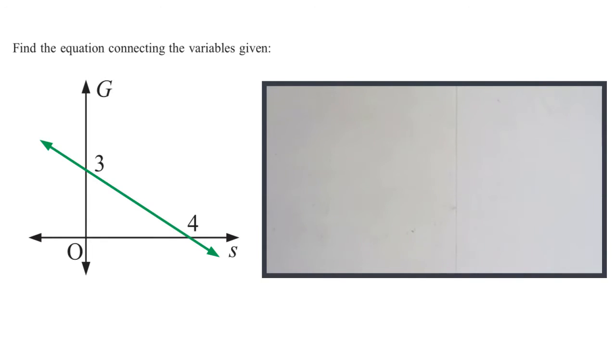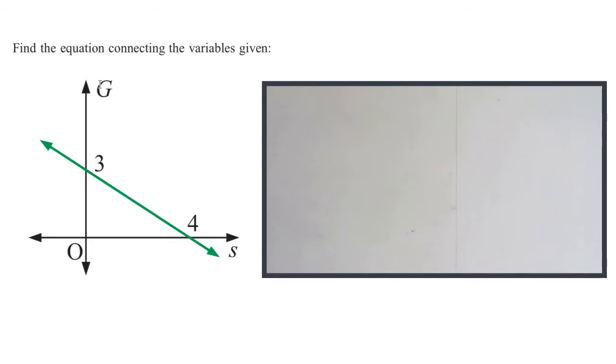Find the equation connecting the variables given. Right, so here we have a graph. We have on the x-axis S and on the y-axis G. So whatever equation we find, first thing to note is that it's going to involve S and G, not Y and X.